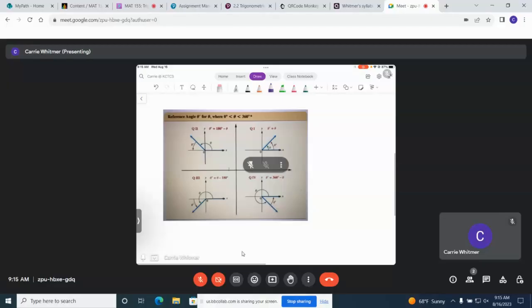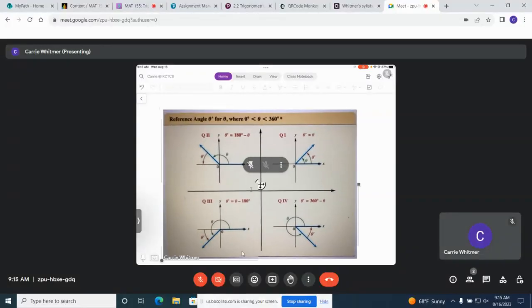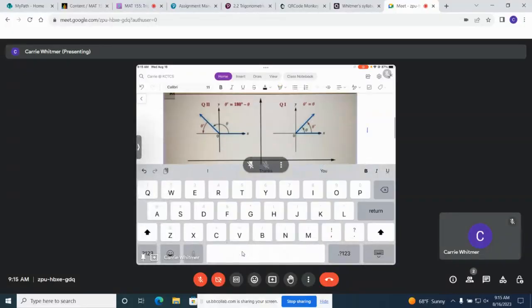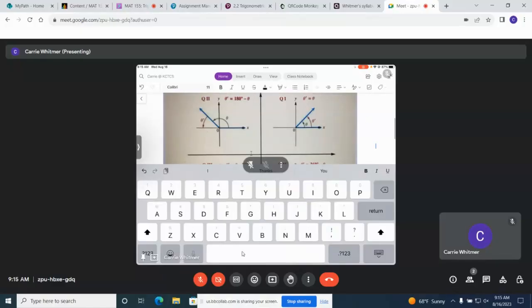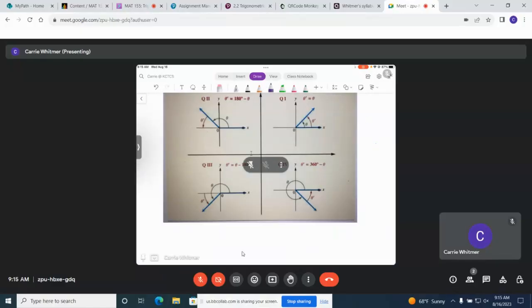If it's in quadrant 3, you're going to take the angle minus 180. Now, remember quadrant 3 starts at, sorry, not 90, totally wrong. It starts at 180 degrees and it goes to 270. So if you're given an angle between 180 and 270, you'll just subtract 180 from that angle.